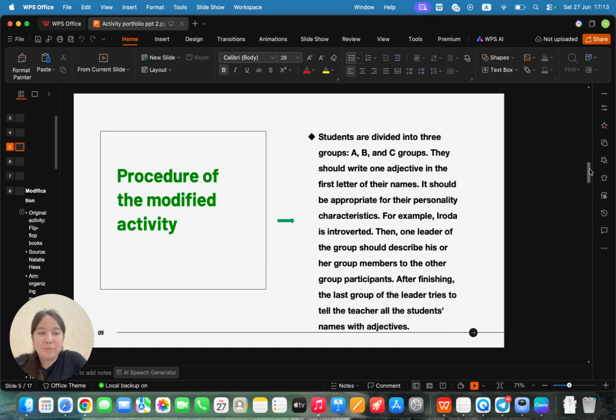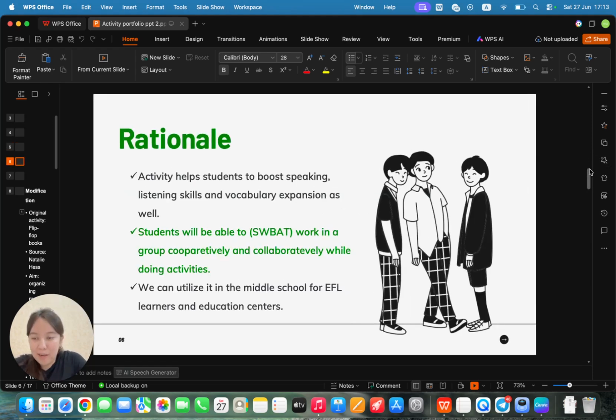So, in the theoretical part, this activity helps to boost learners' speaking and listening skills, and vocabulary expansion as well. Students will be able to work in a group cooperatively and collaboratively while doing activities together. We can utilize it in middle school for EFL learners and in education centers also.